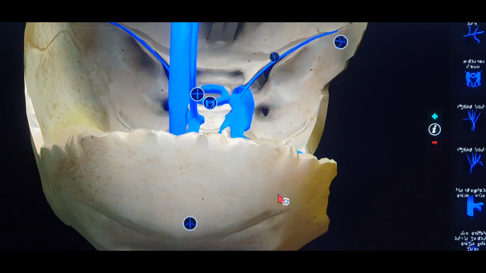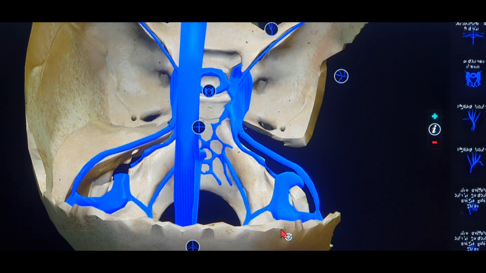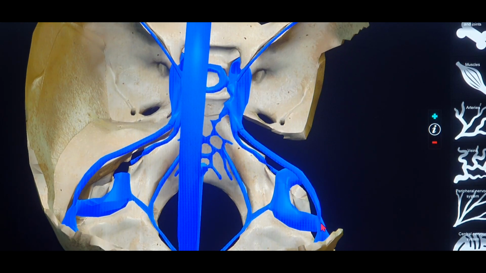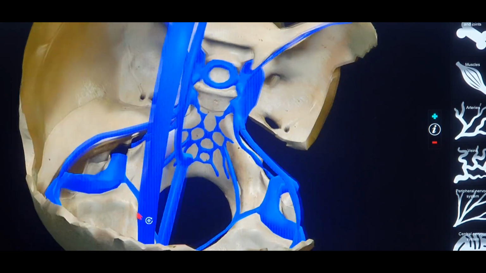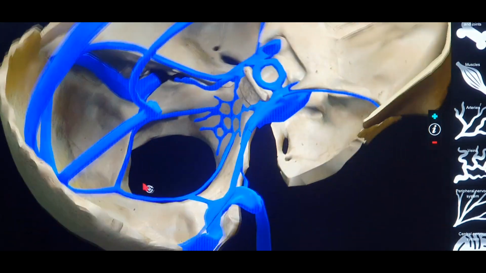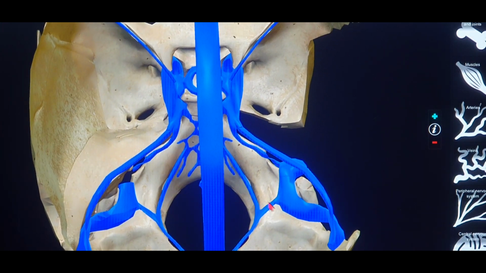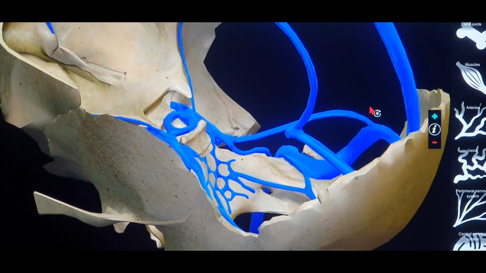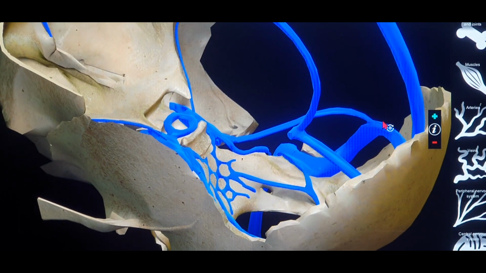If I give you a superior and a central view here, you can see that this is a sigmoid sinus. Now this sigmoid sinus is actually coming from up and then going down. So what you can see over here is the superior petrosal sinus. If I can give you a lateral view of this, this is much easier now, I guess. So this is the sigmoid sinus initiation, and that was the transverse sinus.